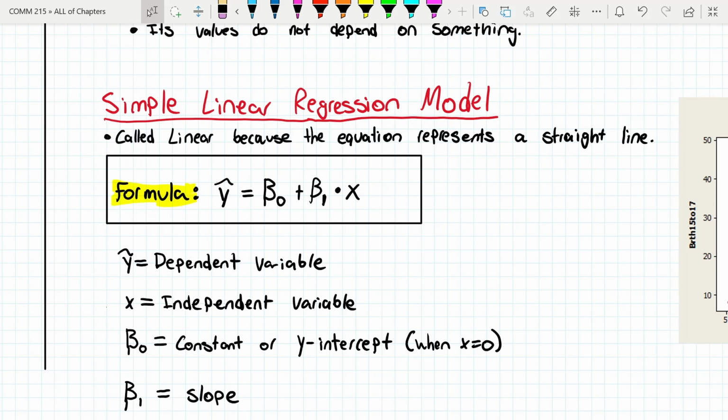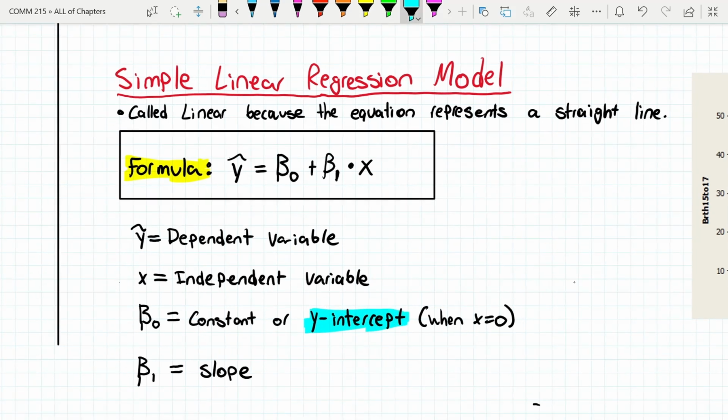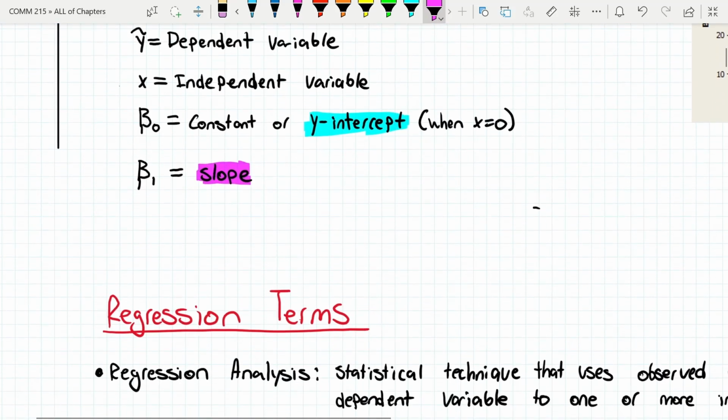Capital B0 is our y-intercept. So let me highlight that for you, y-intercept. And that's the value when x is equal to 0. And then B1 is our slope. So just so you guys remember, B0 is the y-intercept, B1 equals the slope.